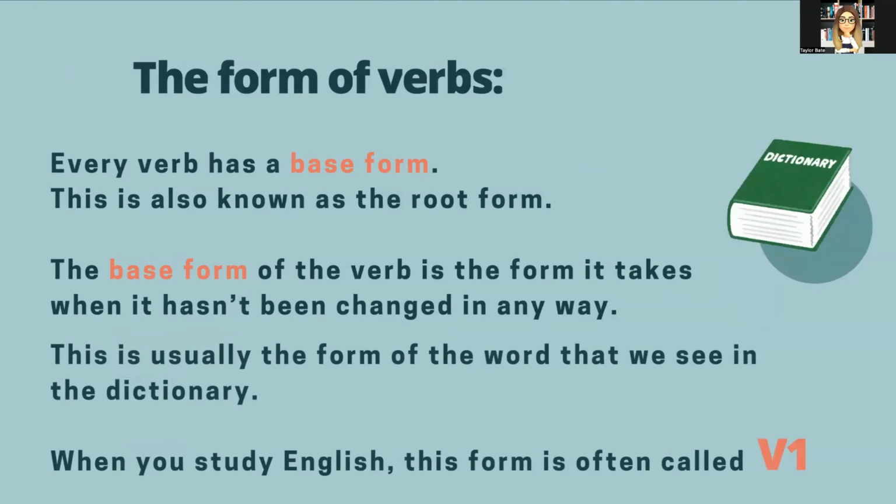So the form of the verbs. Every verb has a base form. This is also known as the root form. The base form or root form of the verb is the form it takes when it hasn't been changed in any way. This is usually the form of the word that we see in the dictionary. So if you go in the dictionary and you look up the word walk, then it's going to say walk. It's not going to give you any other different format of the word. It's just going to be W-A-L-K, and then it's going to tell you that it's a verb, and that's it. It doesn't tell you all the different verb forms.